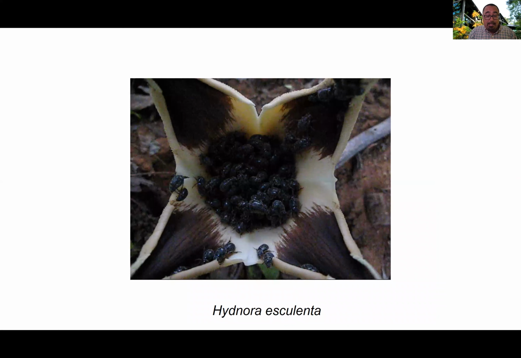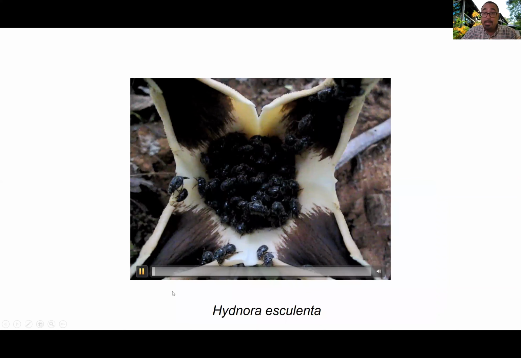In extreme cases, such as this Hydnora esculenta flower in Madagascar, the flowers can be filled with an absolute orgy of beetles scrambling to escape.